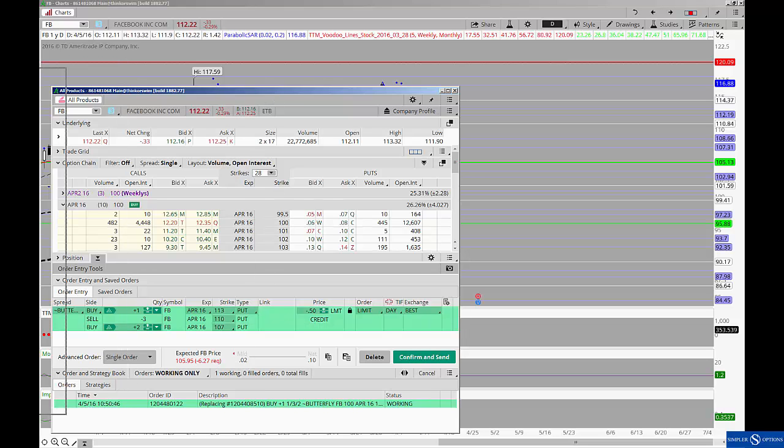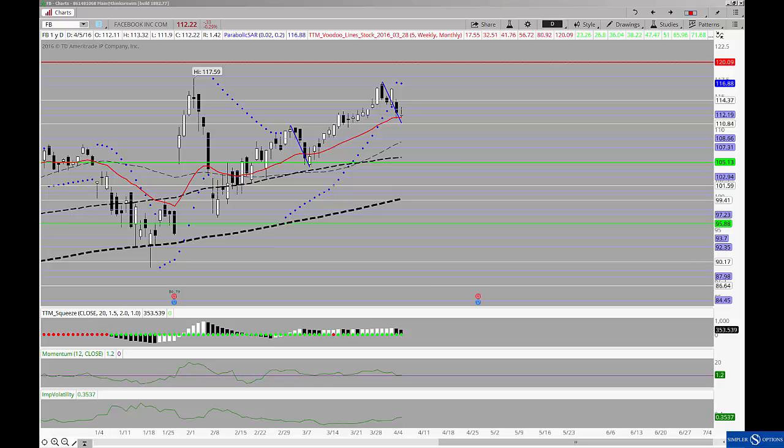So those are a couple of ways to look at playing Facebook. I think that ticker will absolutely be in play tomorrow.